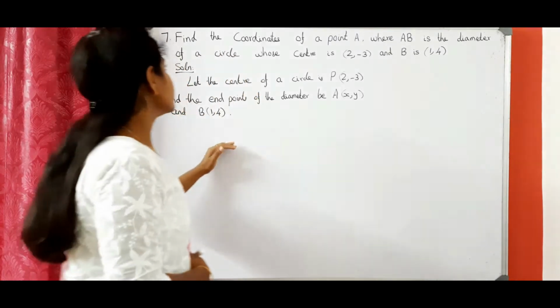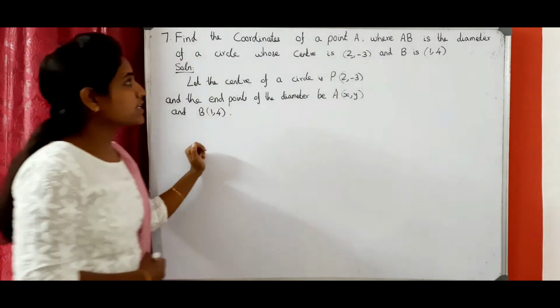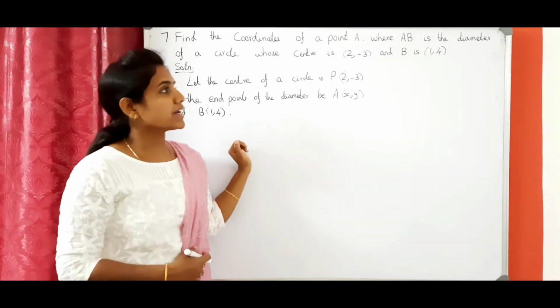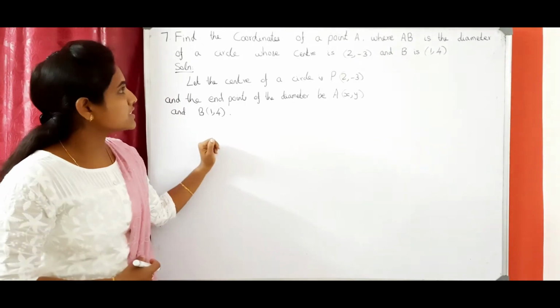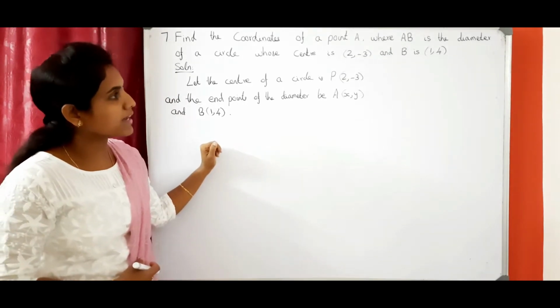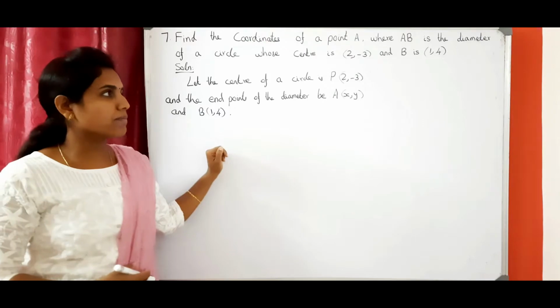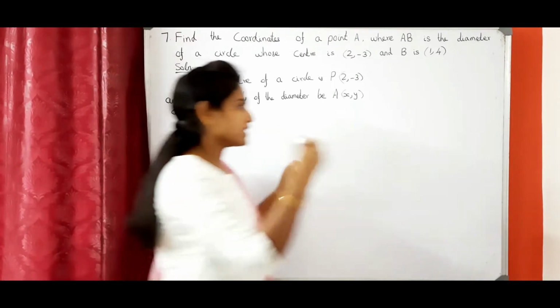Now we can see the seventh problem. Find the coordinates of a point A where AB is the diameter of a circle whose center is (2, -3) and B is (1, 4).